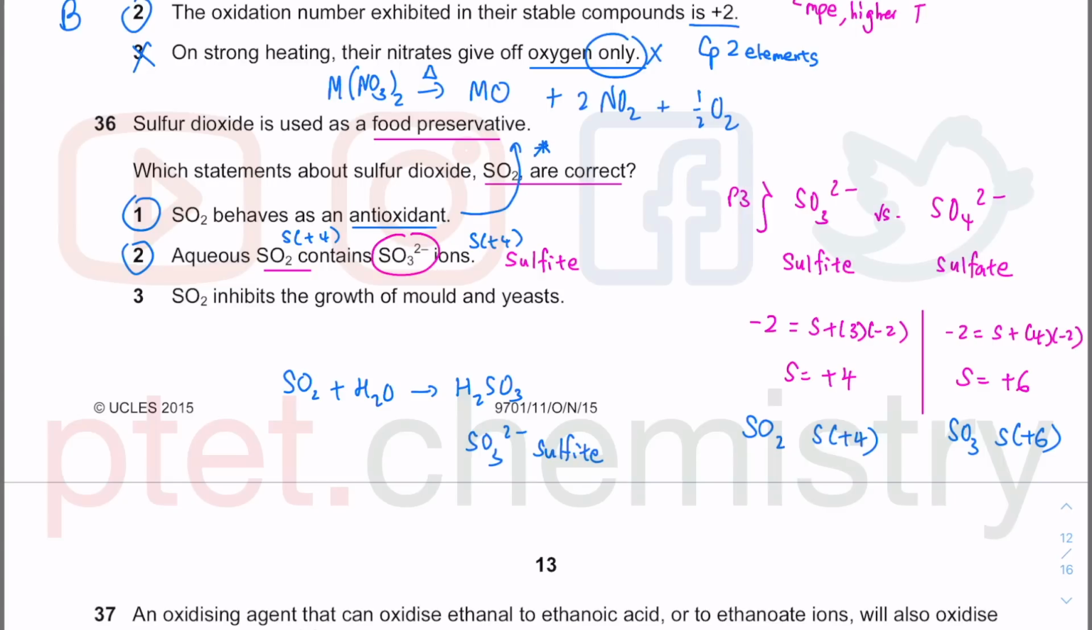Also, to act as a food preservative, it must inhibit, meaning prevent or restrict, the growth of mold and yeast. All these things can make your food go bad, and therefore this is the very purpose for which it can act as a food preservative. So all of them must be correct. Option A there.